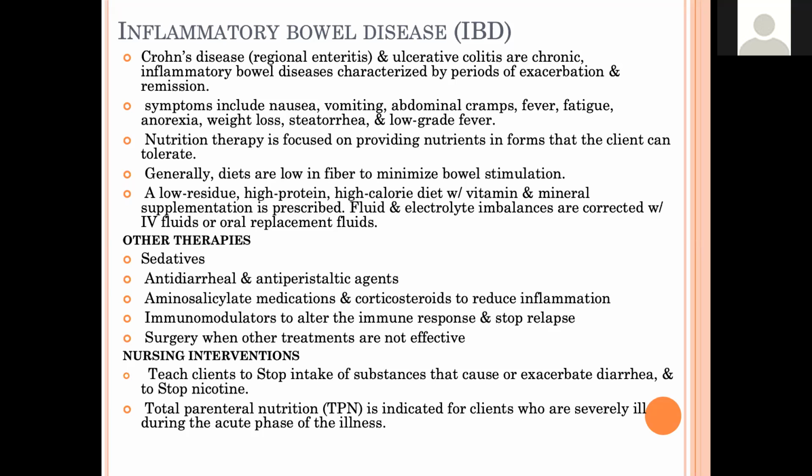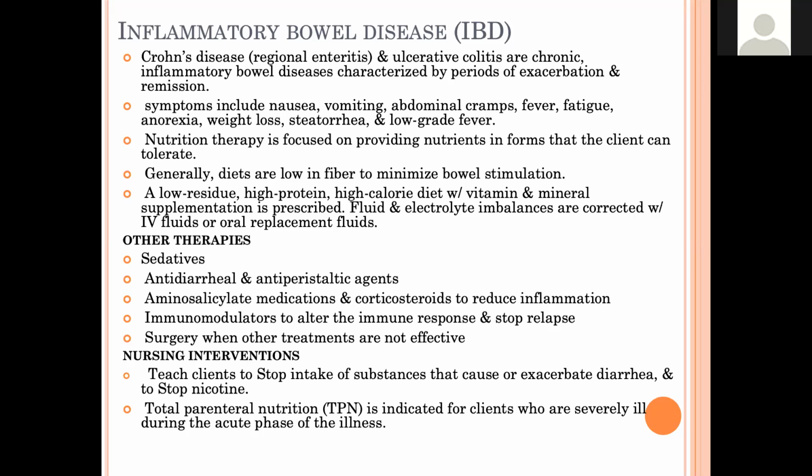Immunomodulators change the immune response and stop relapse. And surgery when other treatments aren't effective. What do we do as a nursing intervention? Stop the intake of stuff that causes or worsens the diarrhea, and stop nicotine. So this is going to be patient specific.